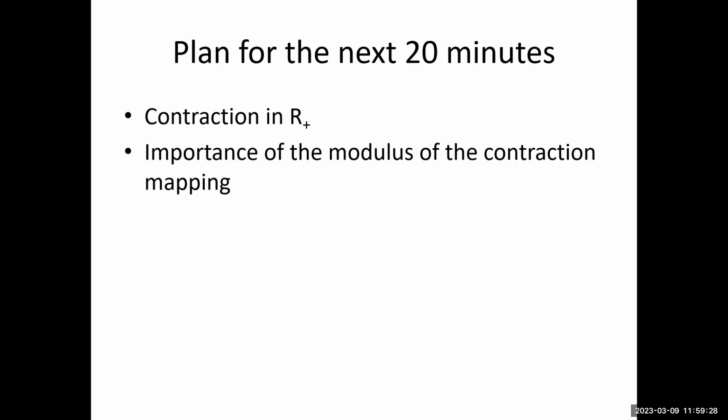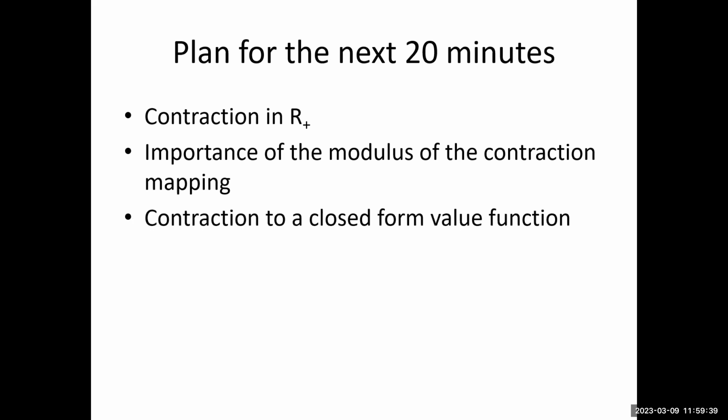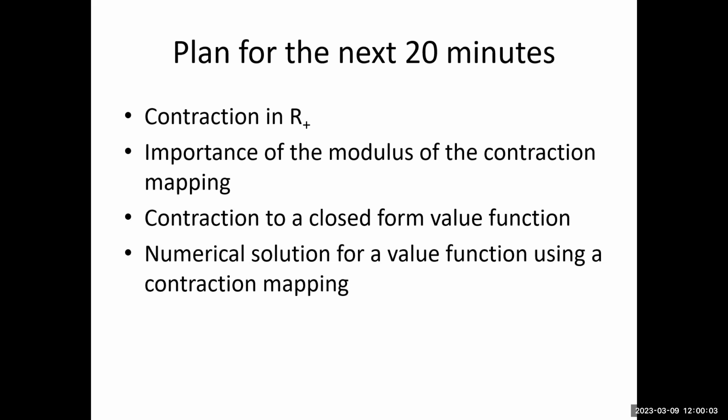Then we will return to value function iteration, but begin with a special example where we can solve explicitly for the value function. We will use this example to visualize contraction to a closed form value function. That way, we can see in advance the function toward which the iteration is converging. We then return to the example of the previous two slides, which is typical in that we can only solve for the value function numerically using value function iteration. We will use this example to visualize numerical solution for a value function using a contraction mapping.